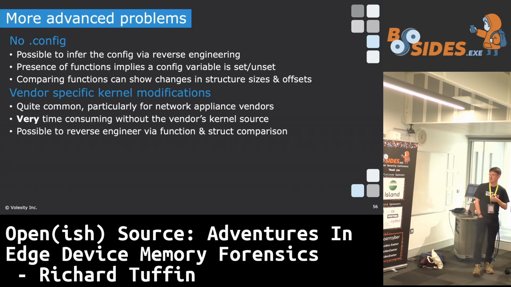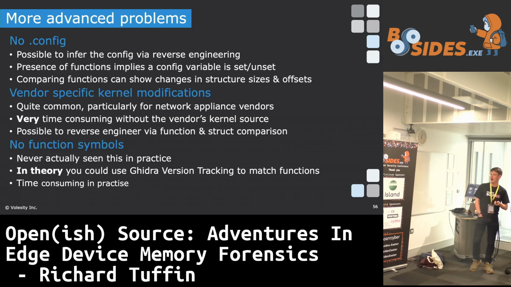Vendor-specific kernel modifications, which I mentioned before, are quite common, particularly for network appliance vendors. They're very time-consuming, but it is possible to reverse engineer them. And if you don't have any function symbols at all, I've never actually seen this in practice. It is theoretically possible. I think you could use version tracking. I wouldn't want to do it, and I certainly wouldn't want to do it under time pressure.